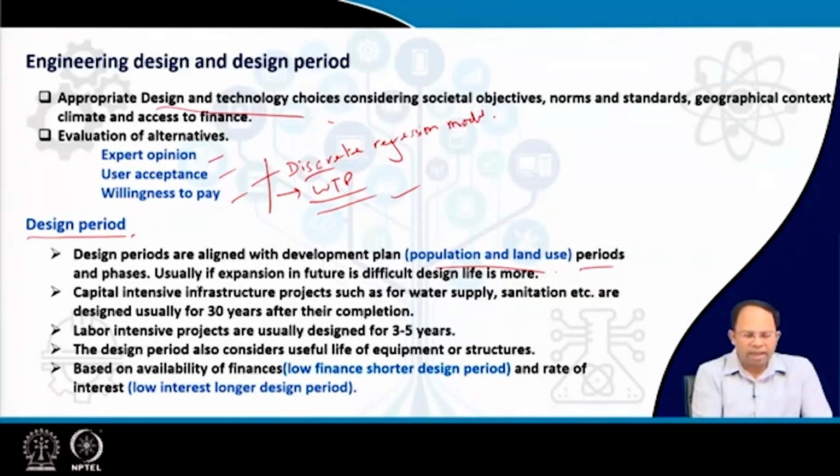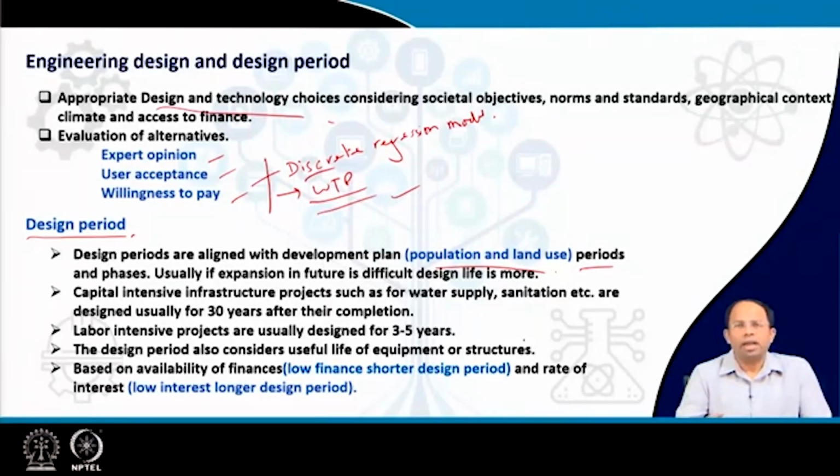Usually, if expansion in future is difficult, then the design life is longer. Suppose I know that in future it would be difficult to change the infrastructure of that facility, then it's better it should be designed for a longer period. Capital intensive infrastructure projects such as water supply and sanitation are designed for 30 years more or less. Labor intensive projects are usually designed for 3 to 5 years, because, as we have discussed, we can change that after certain time periods.